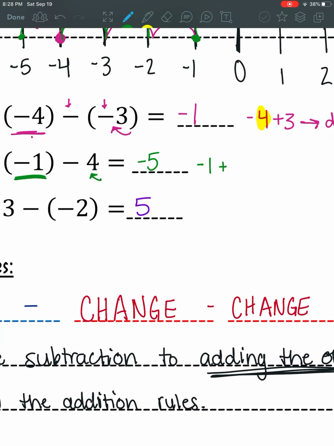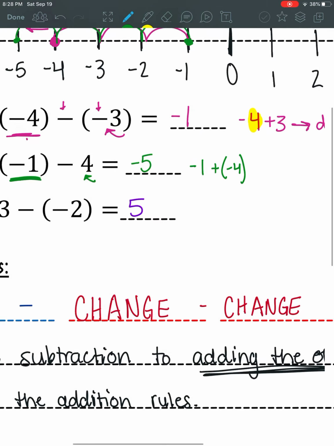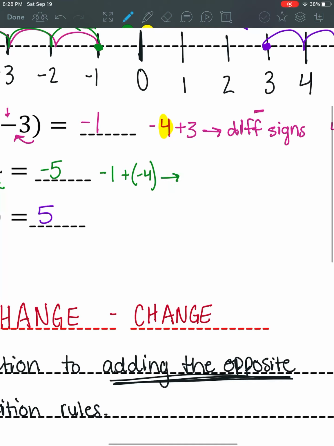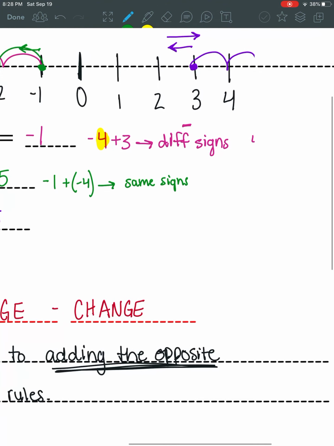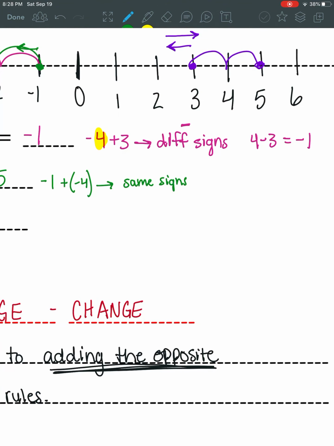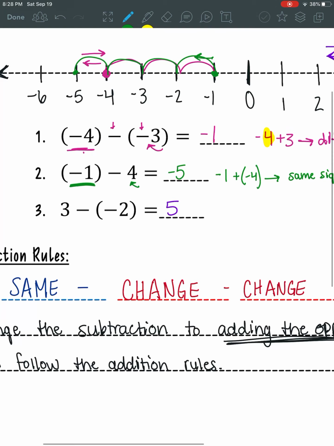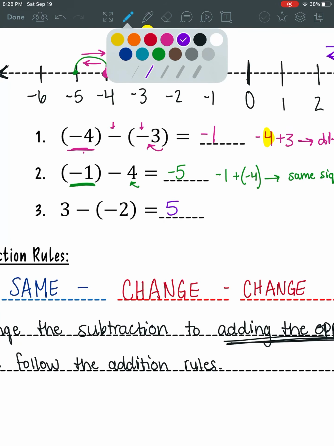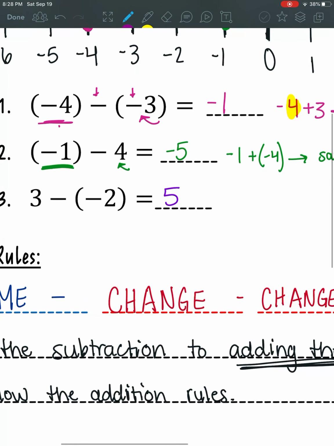Okay, and we could show all of these. Keep the first number the same, so -1 plus, then 4 was our last number, so the opposite of that would be -4. So now we have same signs. Remember, that's our party method. We add them and keep the sign. So 1 plus 4 is 5, and then keep it negative. So it would be -5, and that's what we got when we used the number line.